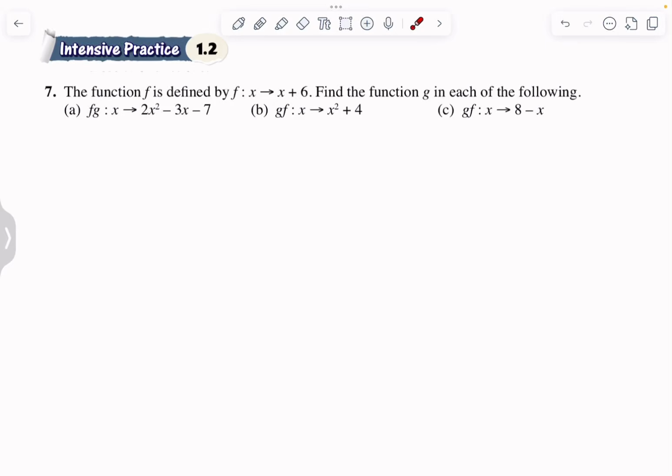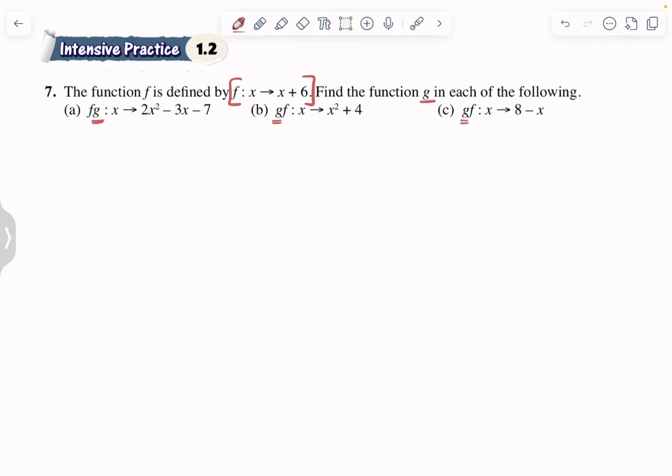Next, question 7. The function f is defined by this. Find the function g in each of the following. Okay, so here they gave us f(g(x)), where g is the inside function. Here g is outside, same as here. So both of these will have different ways of doing it.